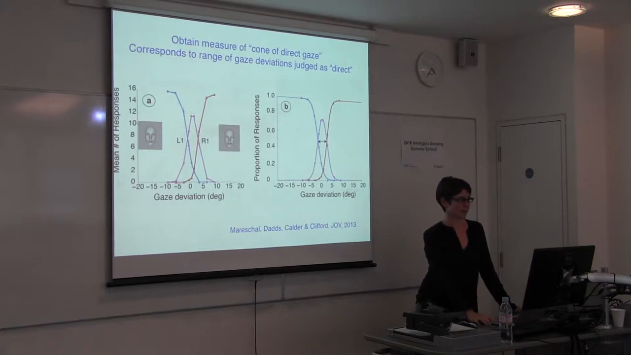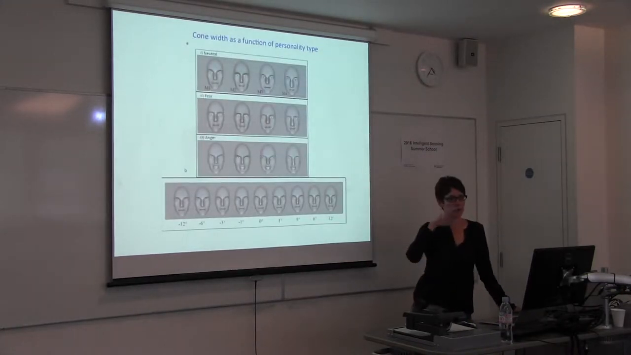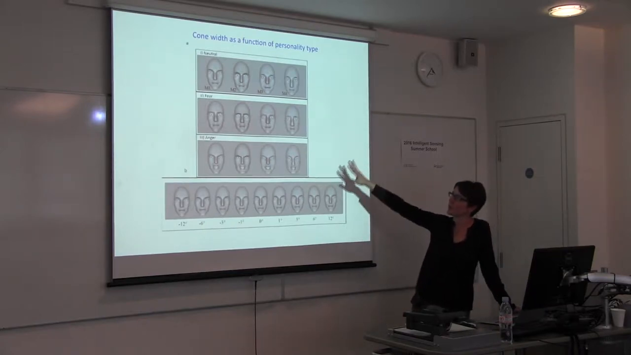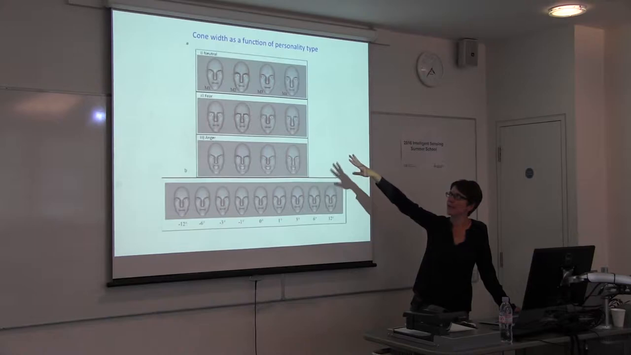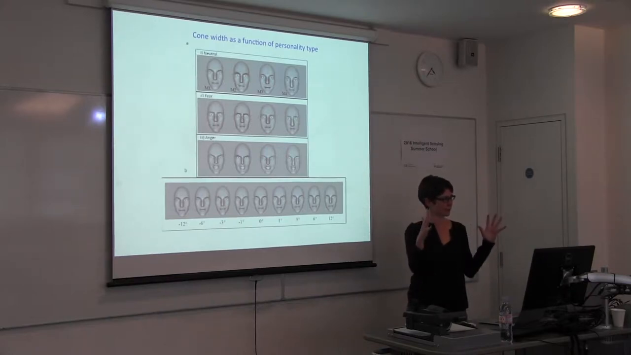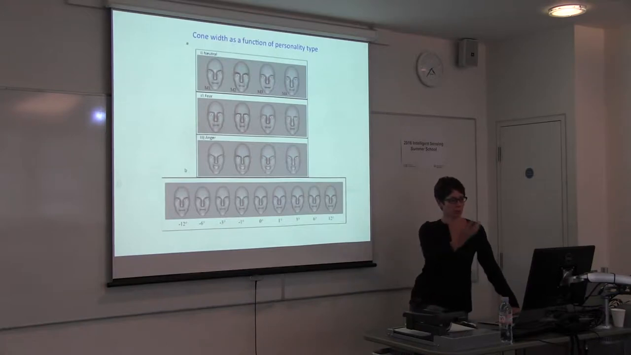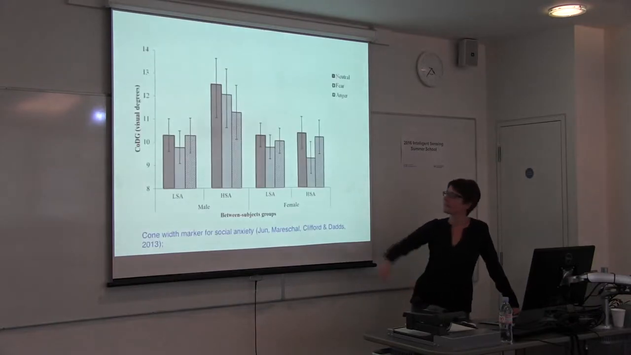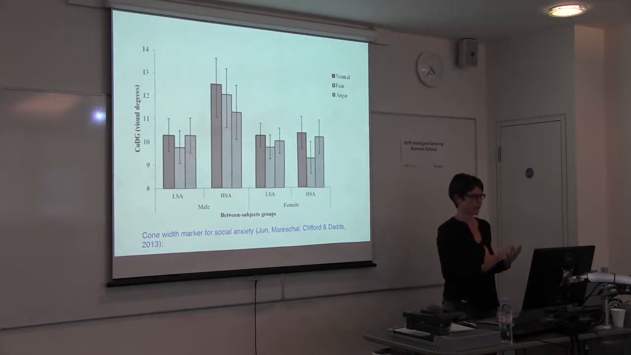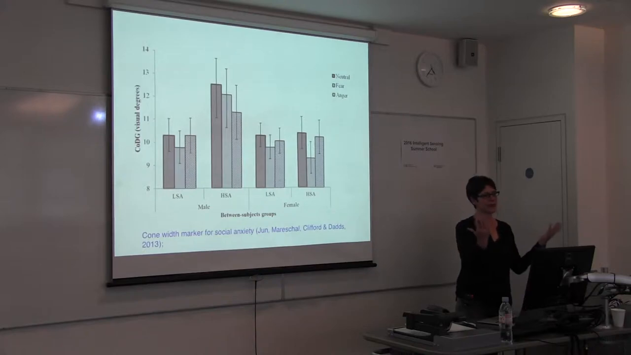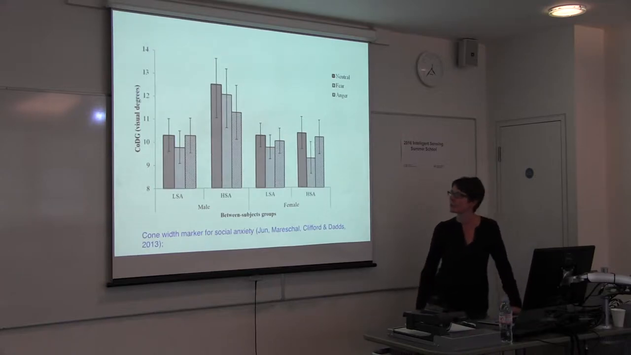And this cone of direct gaze is used as a way to measure properties about different types of populations. You can change the emotion on the face, for example, and it's been shown that if you use angry faces, that increases the width of this cone of direct gaze. Somehow, when we're looking at an angry face, we'll tend to assume that they're looking at us. This has been shown to be particularly correlated with social anxiety. People who are more socially anxious will tend to think that someone with an angry face is looking at them over a wider range of gaze deviations.